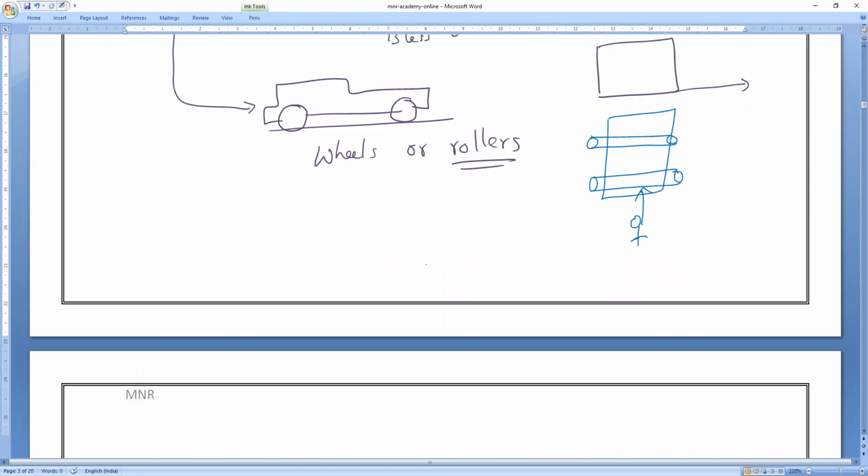So please write. It is the frictional force which comes into play when a body rolls over the other. Rolling is possible only with two things: one is with wheels, another one is with the what?